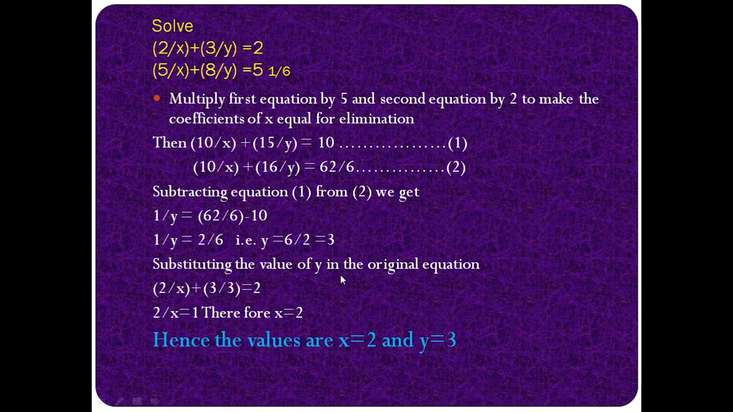Then substitute the value of y in the original equation. Original equation is this: 2 divided by x plus 3 divided by y is equal to 2. We find the value of y is 3. So 2 by x plus 3 by 3 is equal to 2. So 2 by x is equal to 2 minus 1, which is 1. 2 by x is equal to 1. Therefore, we can say x is equal to 2. Hence the values are x is equal to 2 and y is equal to 3. So this is the answer.